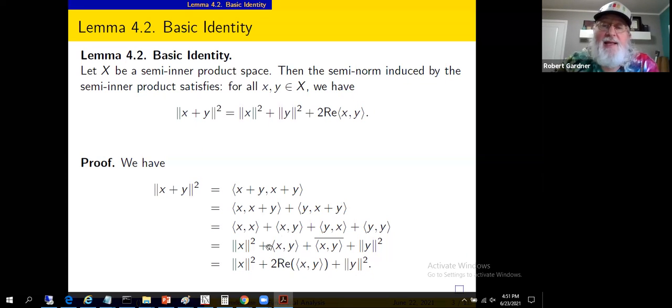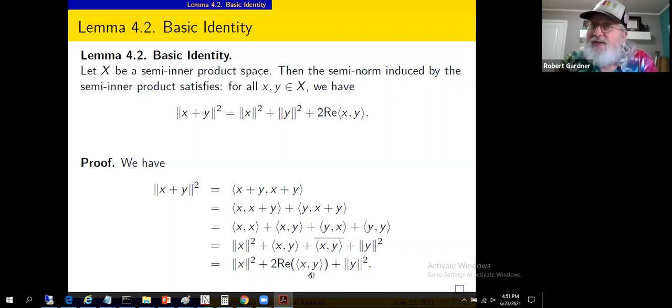If you add any complex number, and this inner product is a complex number, to its conjugate, the imaginary parts disappear and you get twice the real part. So this summation yields twice the real part of the inner product, and that's all that was claimed. So there's a proof of the so-called basic identity.